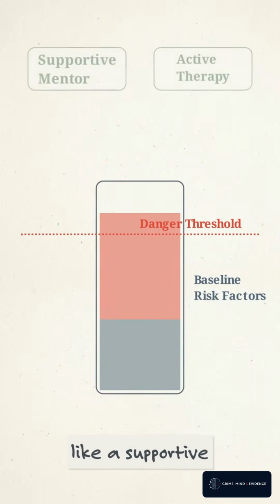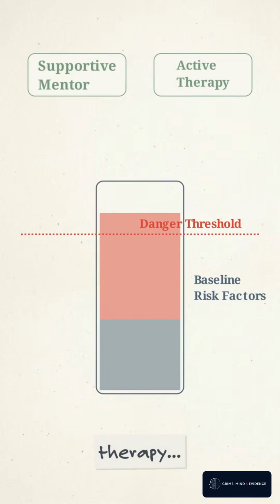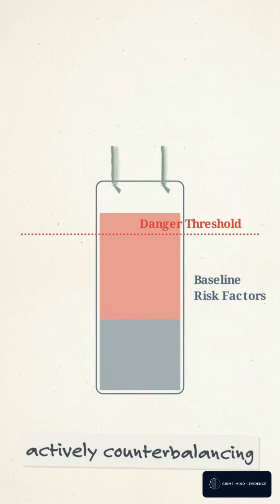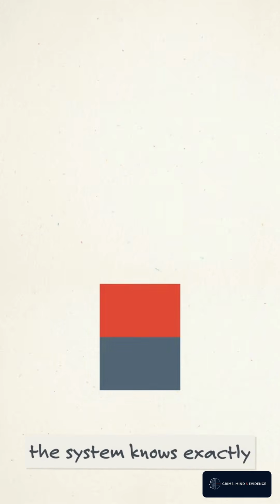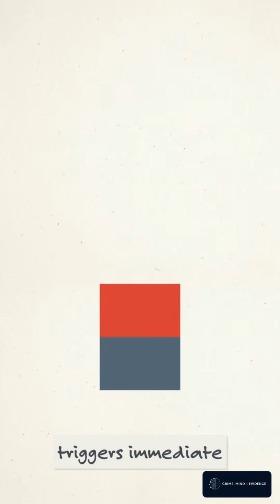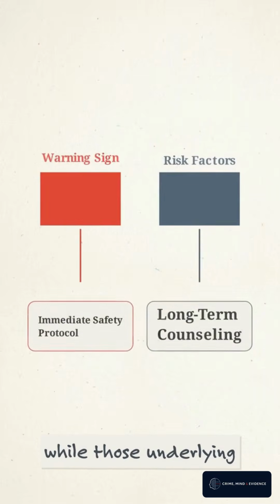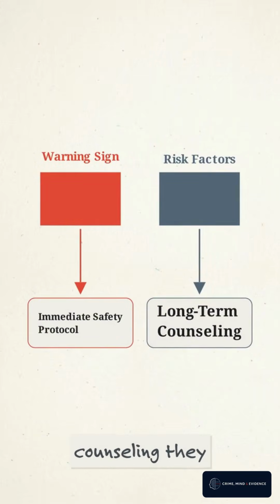Fortunately, positive forces, like a supportive mentor or active therapy, act as protective elements, actively counterbalancing the threat and lowering that overall pressure. So when our student searches for weapons, the system knows exactly how to respond. The warning sign triggers immediate safety protocols, while those underlying risk factors guide the long-term counseling they need to recover.